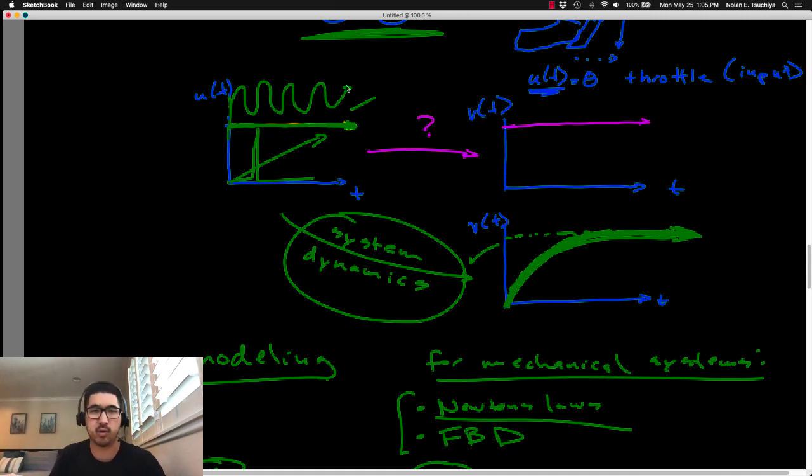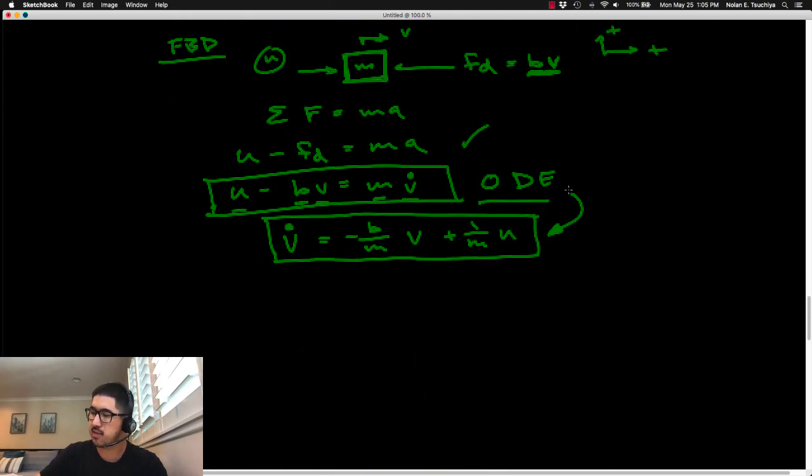I don't know why you would ever do that. You know, you're just going to make your passengers sick. But the point I'm trying to make here is that this equation can handle all those types of inputs because it's not particular to any one.